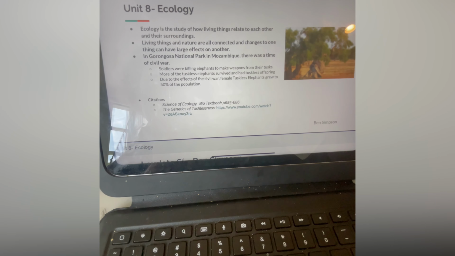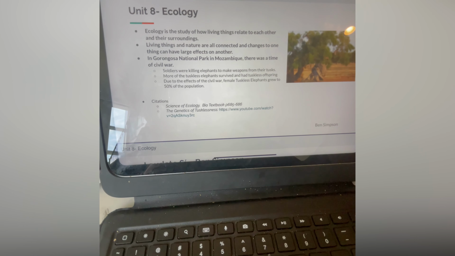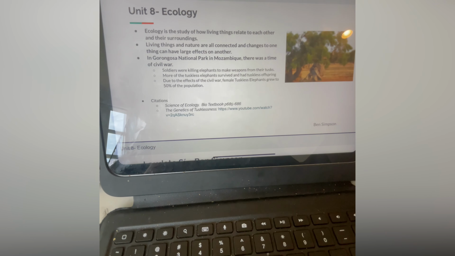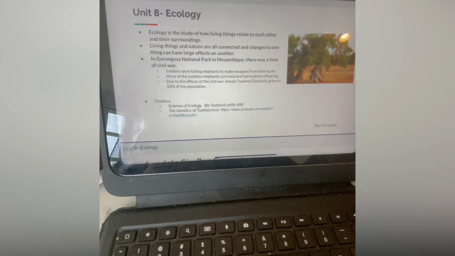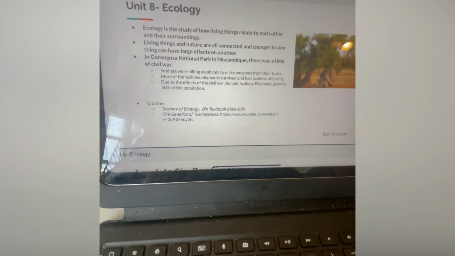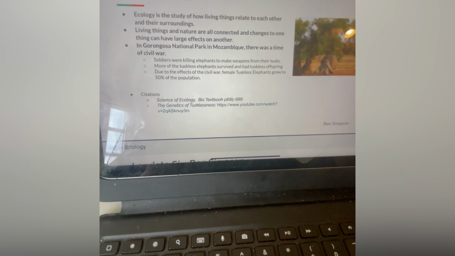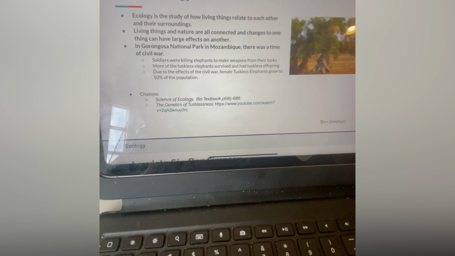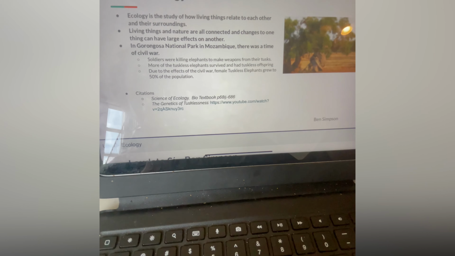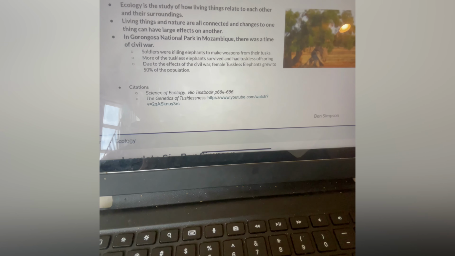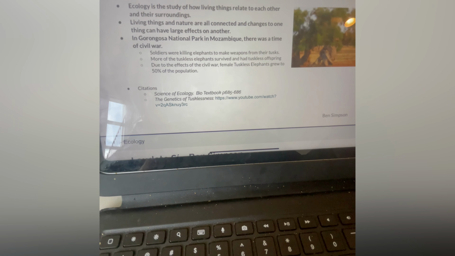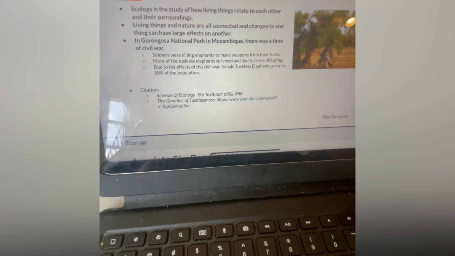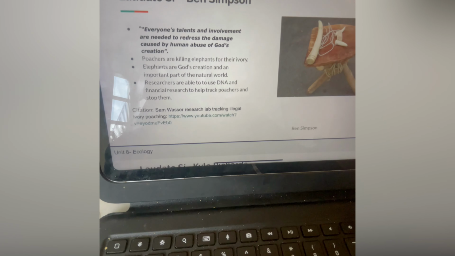In Gorongosa National Park in Mozambique, there was a time of civil war. Soldiers were killing elephants to make weapons from their tusks and to sell their tusks for more weapons. More of the tuskless elephants survived and had tuskless offspring. Due to the effects of the civil war, female tuskless elephants grew to 50% of the population.